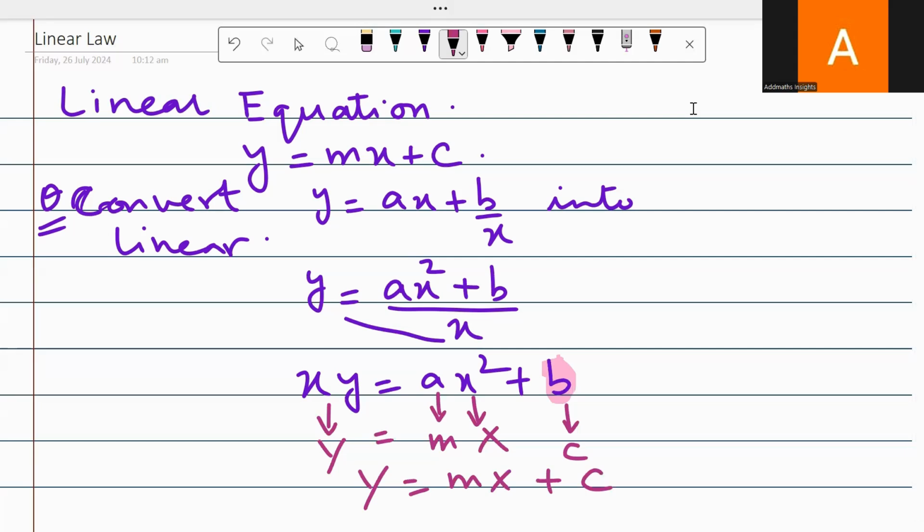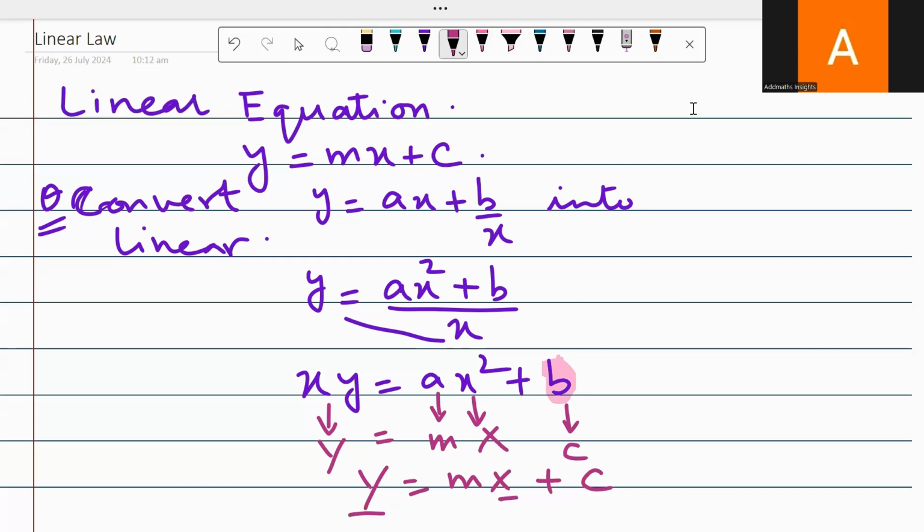So it is important to note that the variables x and y in the equation y equals mx plus c must contain only the original variables x and y. Like here you can see it's x square and we have xy. And they must not contain the unknown constants a and b. So it means that when you make b as subject or a as subject, then you can get this form easily.